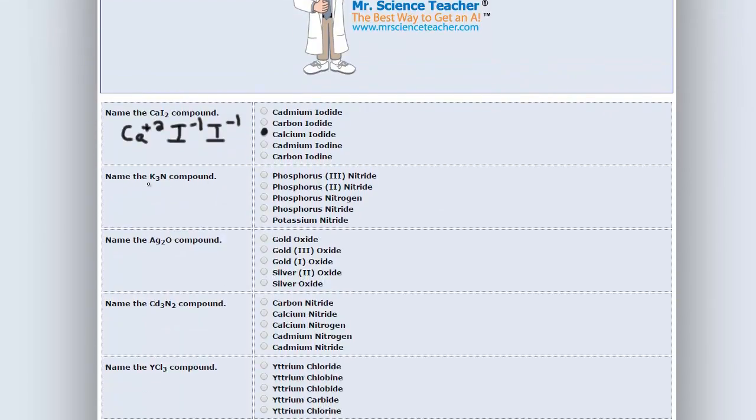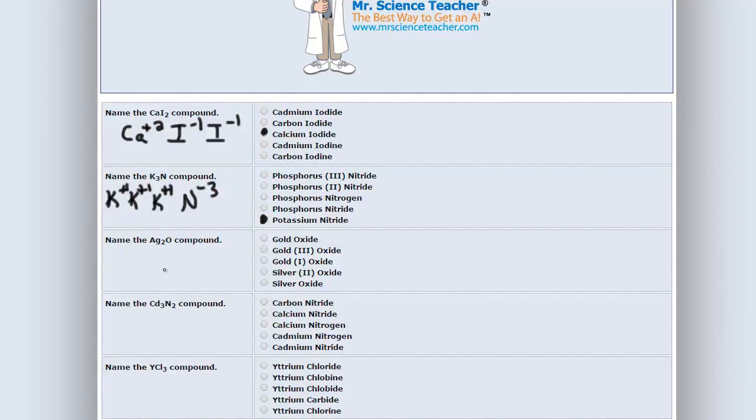Name the K3N compound. Well, K is potassium, and it's a +1, and I have 3 of them. I have 3 of the potassiums, and I have 1 of the nitride. Nitride is -3. +1 +1 +1 -3 equals 0 is our math formula. K3N, potassium nitride.